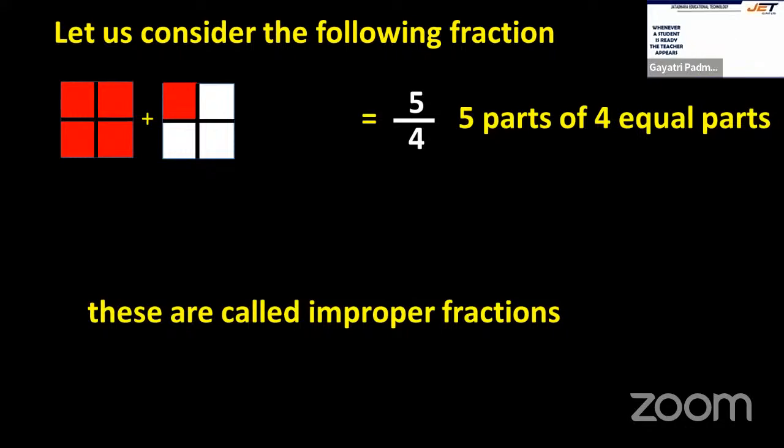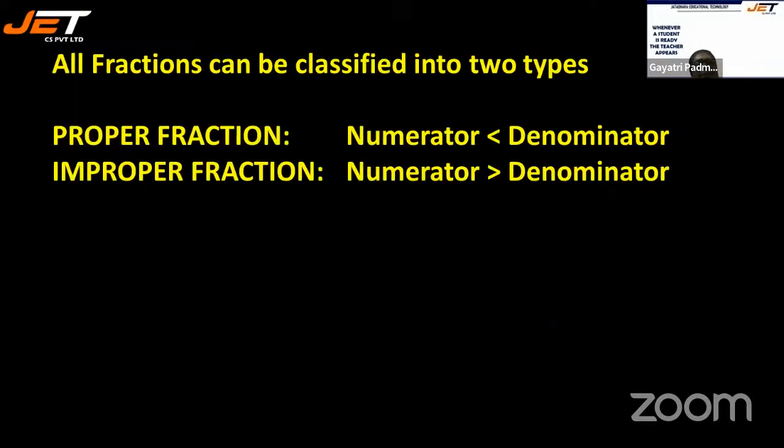So usually what is not highlighted, we are writing it down, isn't it? So 5 parts of 4 equal parts. Now all fractions can be classified into 2 types, proper fraction and improper fraction. This is only important. Is it clear, students? So the fractions are classified into 2 types. One is proper and the other one is improper. All right?